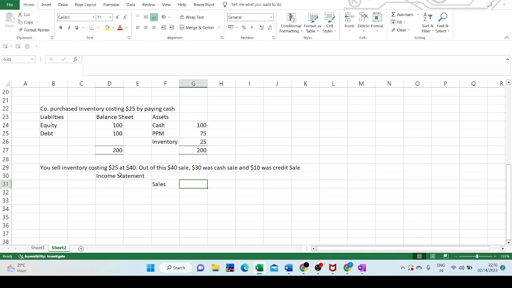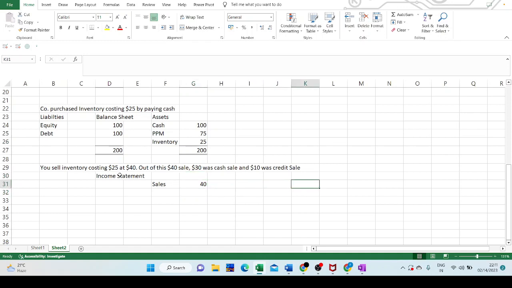Yes. So you'll report sales of $40. Now, guys, please understand, you are recording the credit sale as a sale, in spite of the fact that you did not receive any cash against the credit sale. Please write this down. You are recording this credit sale as revenue, in spite of the fact that you have not received any cash against this credit sale.